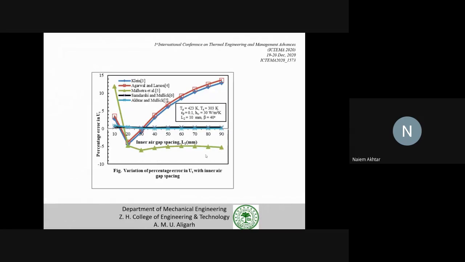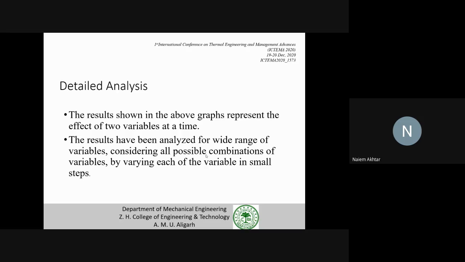So we can see that in these figures only one variable is taken at a time, so the results shown in the above graphs represent the effect of one or two variables. Dr. Akhtar, you have 1 minute remaining. Okay, 1 minute. I am going to finish now. So in the graph, we have seen that one variable or two variables are shown at a time.